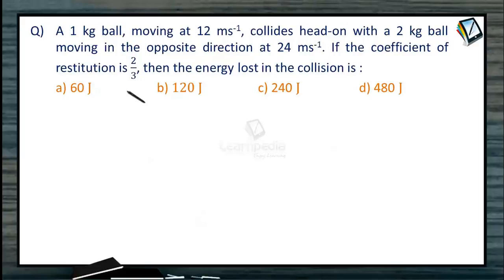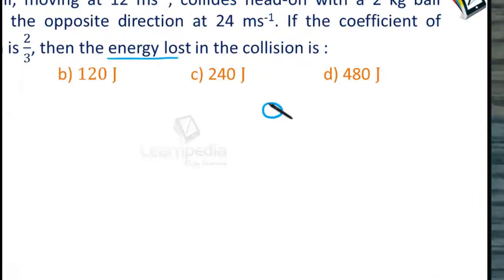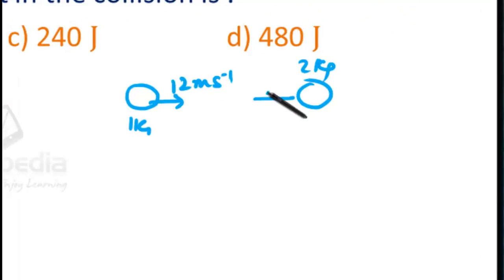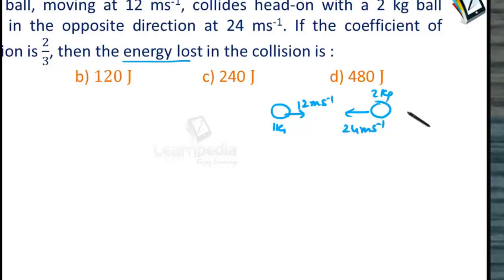Question. A 1 kg ball moving at 12 meters per second collides head-on with a 2 kg ball moving in the opposite direction at 24 meters per second. If the coefficient of restitution is 2 by 3, then we need to calculate the energy lost in the collision. The 1 kg ball is moving with a velocity of 12 meters per second. Another 2 kg ball is moving with a velocity of 24 meters per second in the opposite direction. Now they collide. Coefficient of restitution is given.